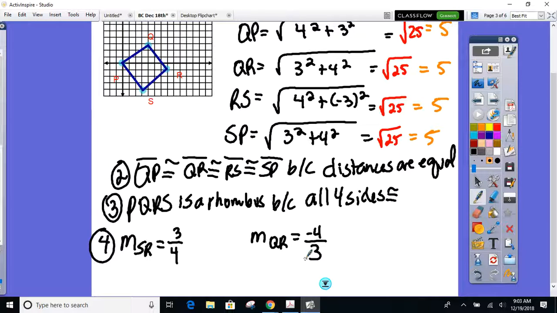Three-fourths and -4/3, yes. That's fine, because you graphed it. So I'm hoping you used your graph. Yep, all good. All right.